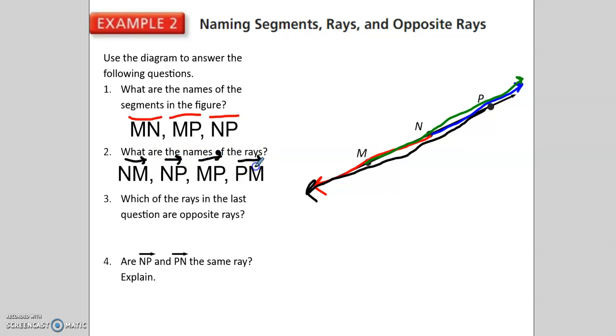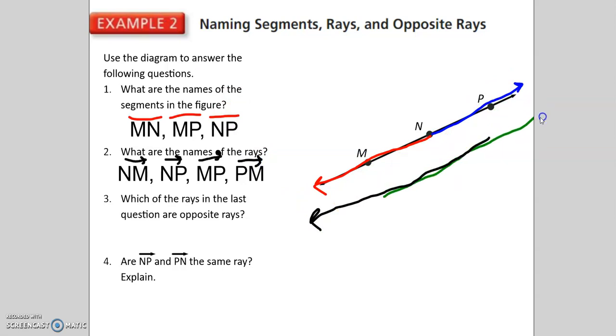Which are opposite rays? Remember, opposite rays have the same endpoint, just go in different directions, but they're on the same line. And for this one, that would be NM and NP. Notice they both start with N. And then, are these the same ray? NP and PN. No way, look, they're going in opposite directions. Draw it out, it always helps.